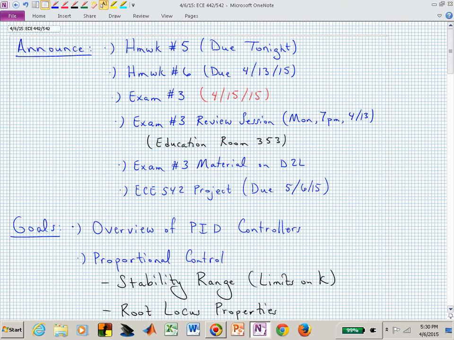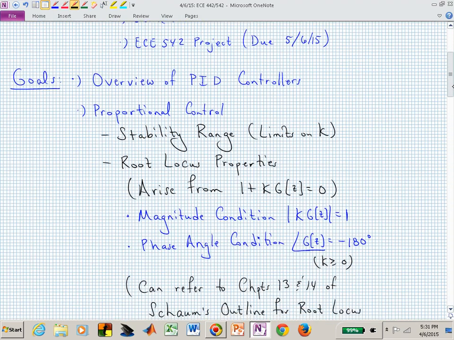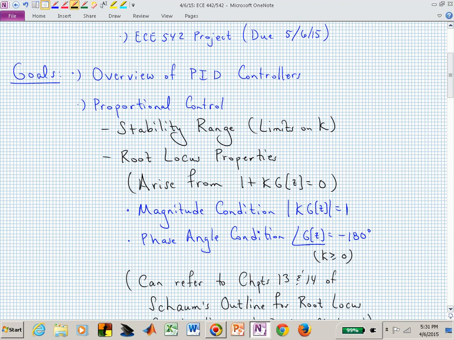We are scheduled for another review session, and I believe that one is back in the same location that we had our first review session. We're just making sure that you're paying attention, or that I am. I need to double check that, but I'm pretty sure that's where review session number 3 is, or will be. Exam number 3 material should be on D2L, and your 542 project is due on the last day of class, on the 6th of May. That sounds like a long time away, but I believe it's going to be here before we know it.